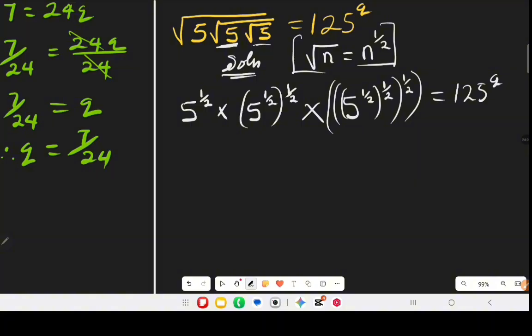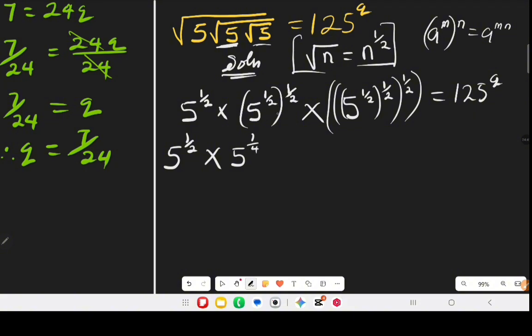Now we continue. The first one remains 5 raised to the power of 1 over 2 times this second one. When we simplify it, we have power times power, where we have the law of indices that states that a raised to the power of m, all raised to the power of n, is the same thing as a raised to the power of mn. If we multiply the power, we are going to have 5 raised to the power of 1 over 4.